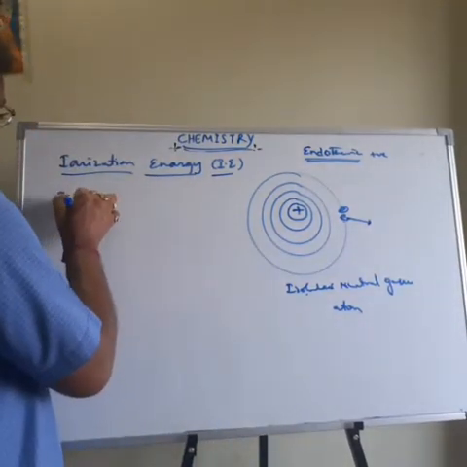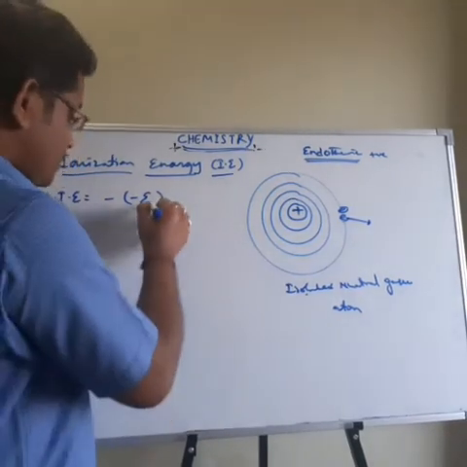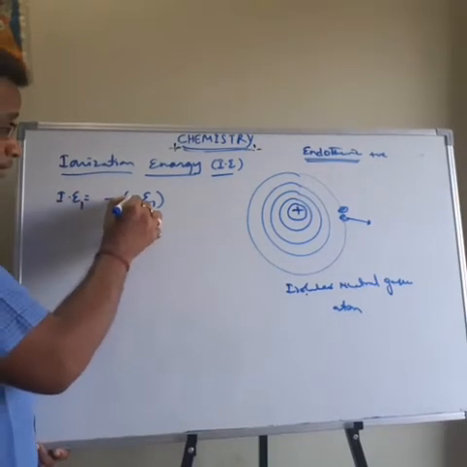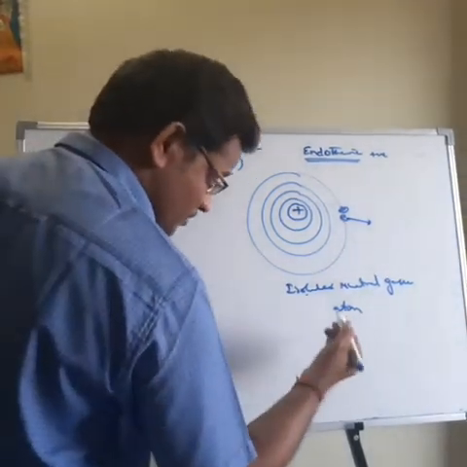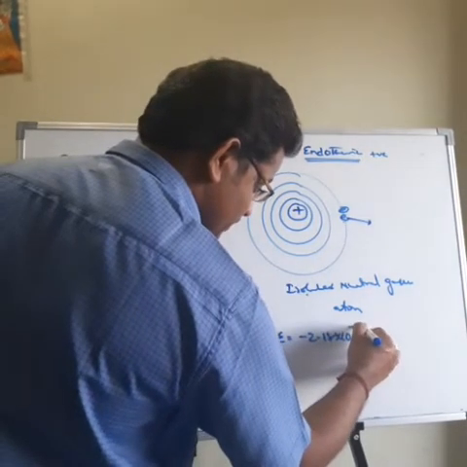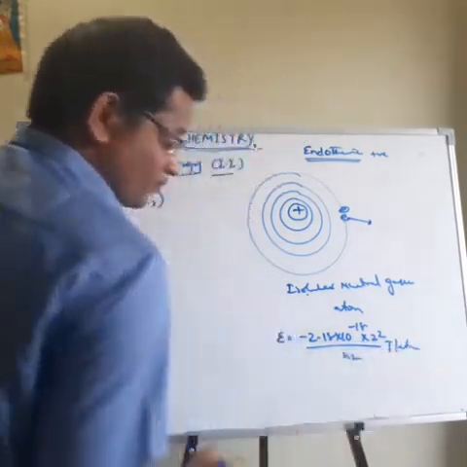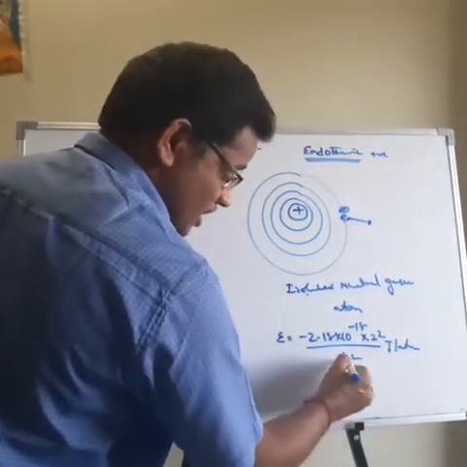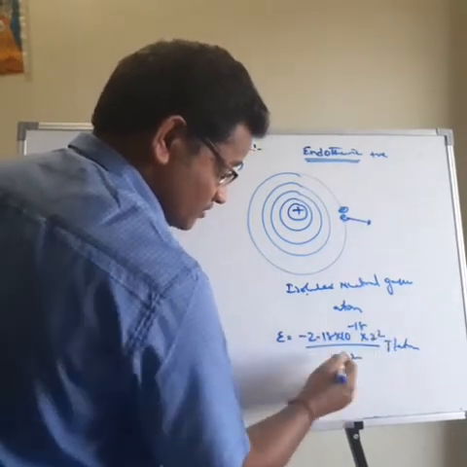Here ionization energy is equal to minus of the energy of the orbital. Ionization energy of the first orbital, IE1, is equal to minus of E1, that is, minus of the energy of the first orbital. What is the energy of the first orbital in hydrogen atom? E is equal to minus 2.18 into 10 power minus 18 into Z square by n square. This is joule per atom. For example, for the first orbit of hydrogen atom, what is the Z value? Hydrogen atomic number is 1, so 1 square. For the first orbit, n value is also 1.